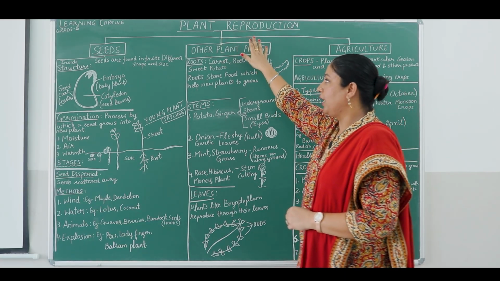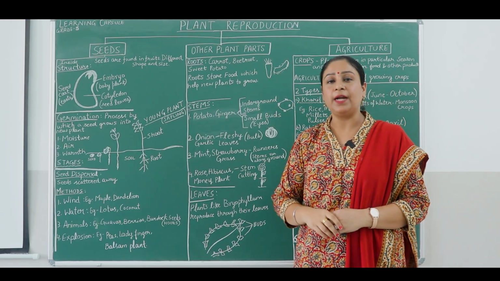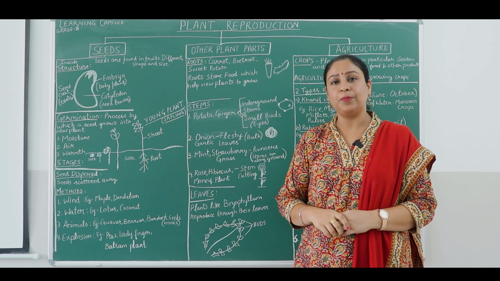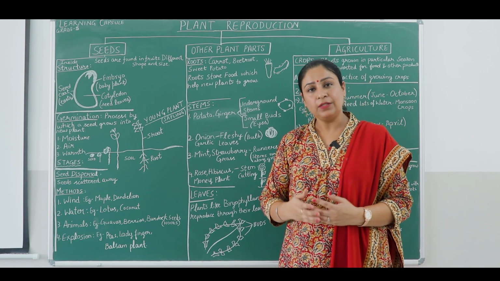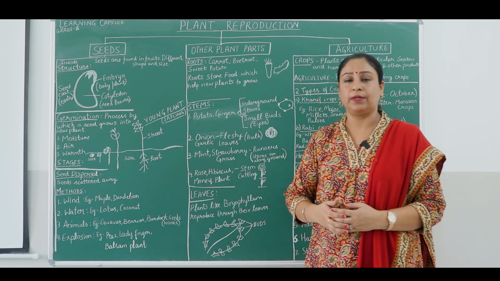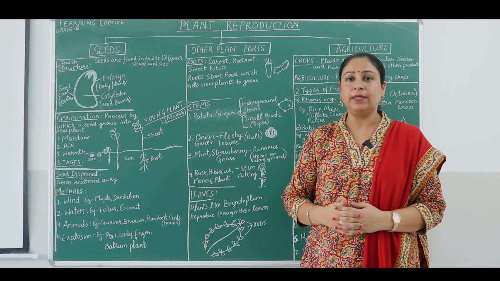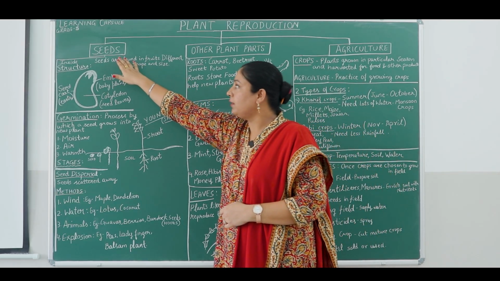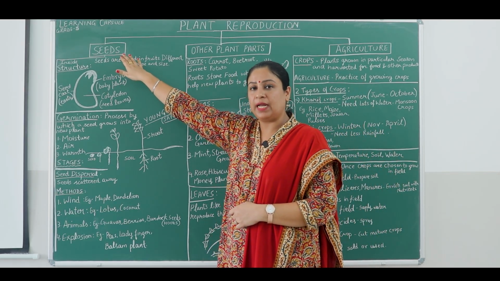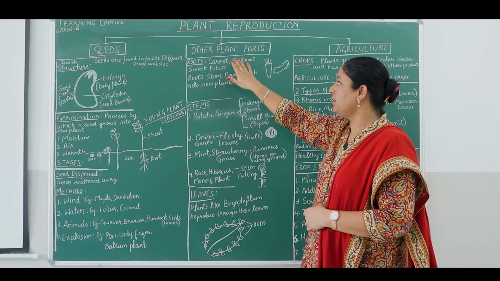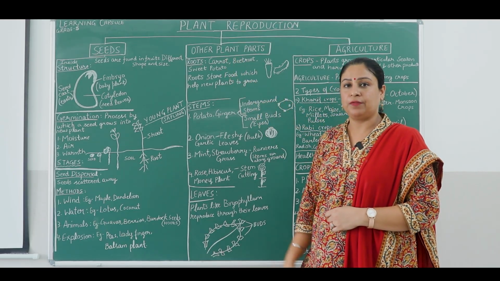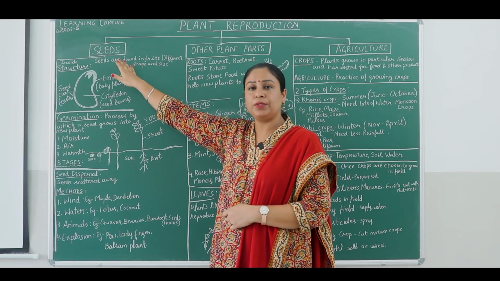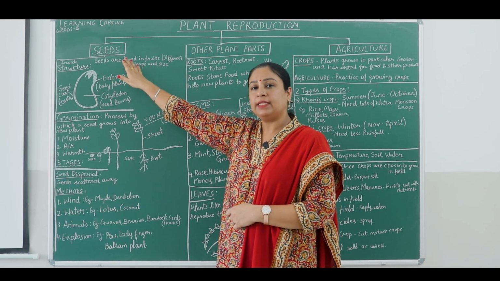So, plant reproduction. First of all, what is plant reproduction? The process by which a plant reproduces a new plant is known as plant reproduction. Plant reproduction can be done in two ways. The first one is through the seeds of the plant, and the second one is through the other parts of the plants. First, we learn how we can reproduce a new plant from the seeds.